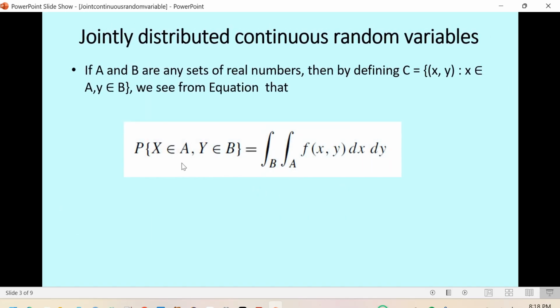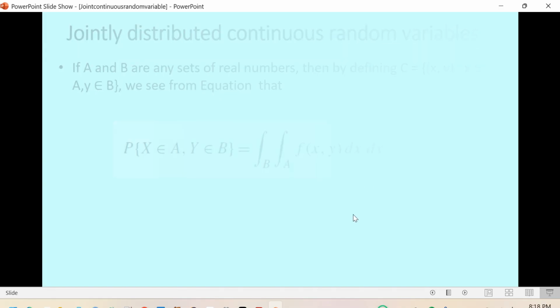So, for example, x belongs to area A and y belongs to a value in B. So we have to use this density function to do the integral, either dx first or dy first. So we have to use two-step integration.